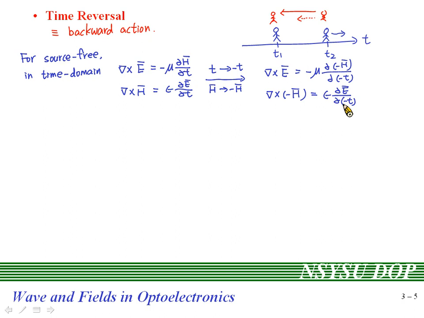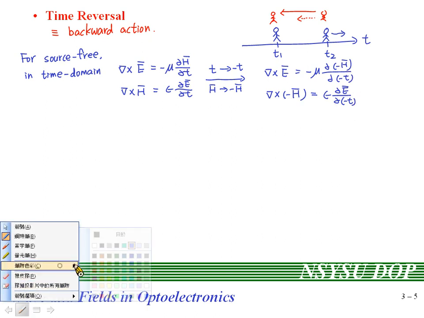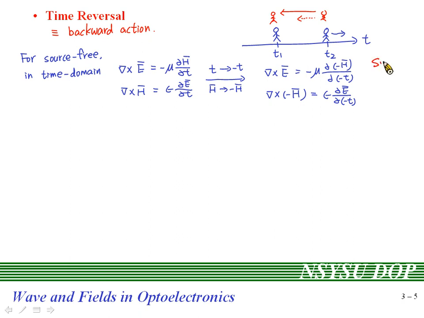You can see that if you replace t by minus t and H by minus H, the form of these two curl equations is the same here, right? The mathematical forms are the same, which means the system is unchanged. So if you reverse the time, you will find that the Maxwell equations will be the same.